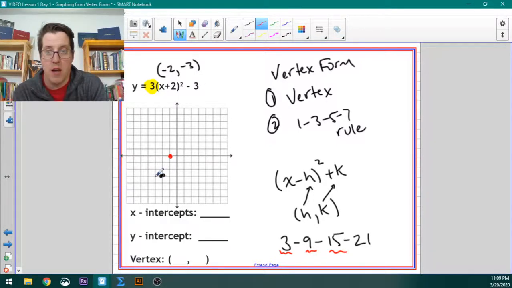Your first step backwards from the vertex is up 3. Your next step over would be up 9. 1, 2, 3, 4, 5, 6, 7, 8, 9. Just a little bit off the top of our graph. That's always going to give us that nice characteristic curve called a parabola.